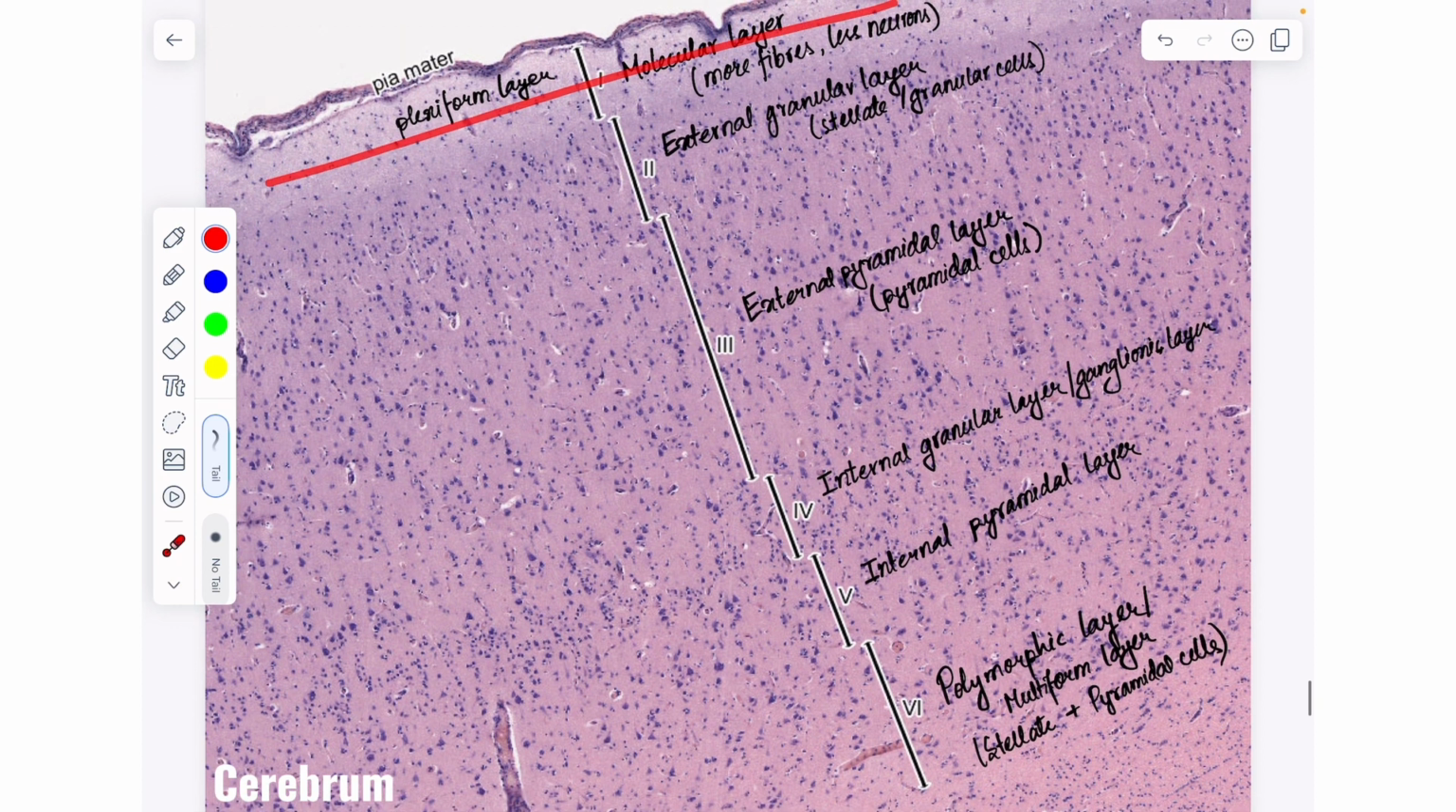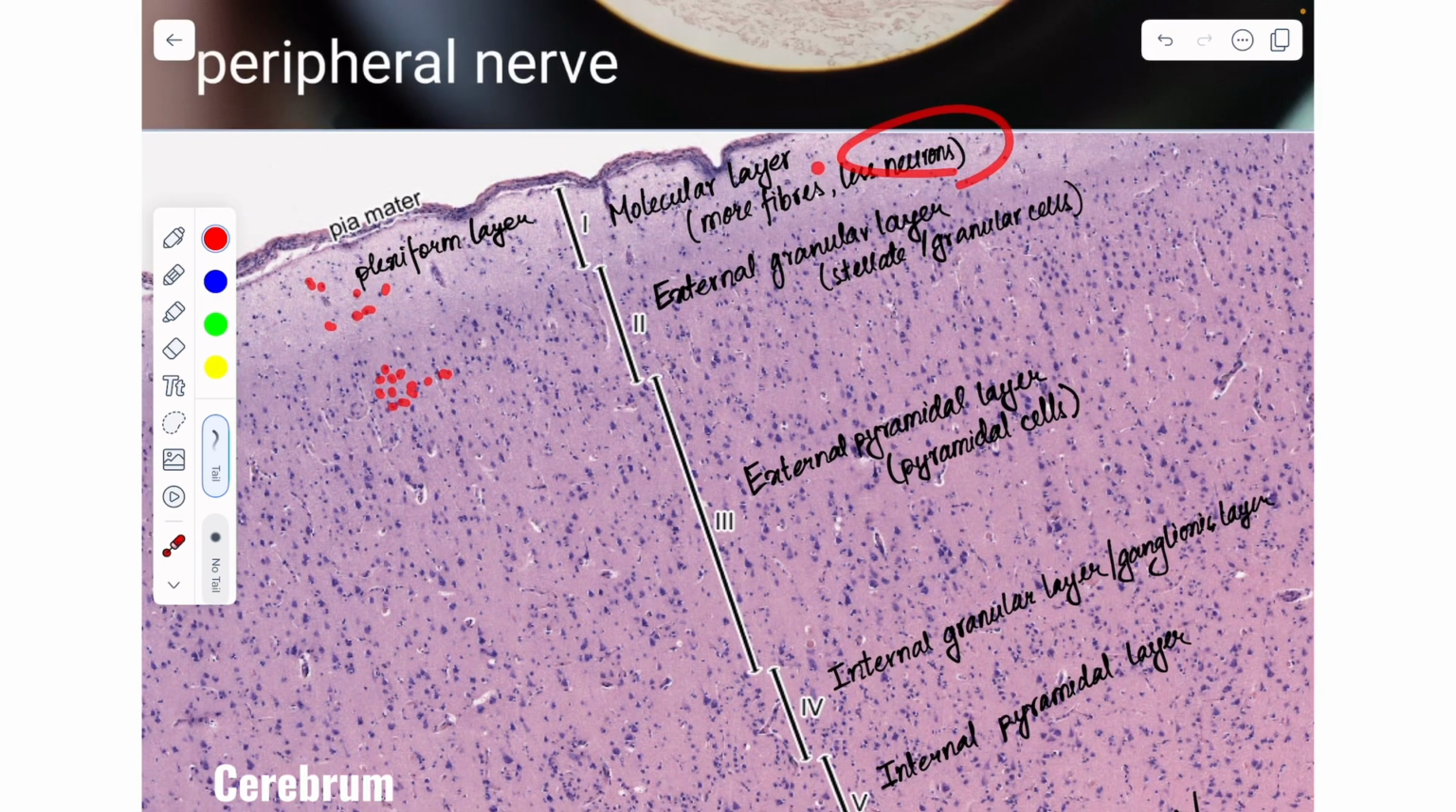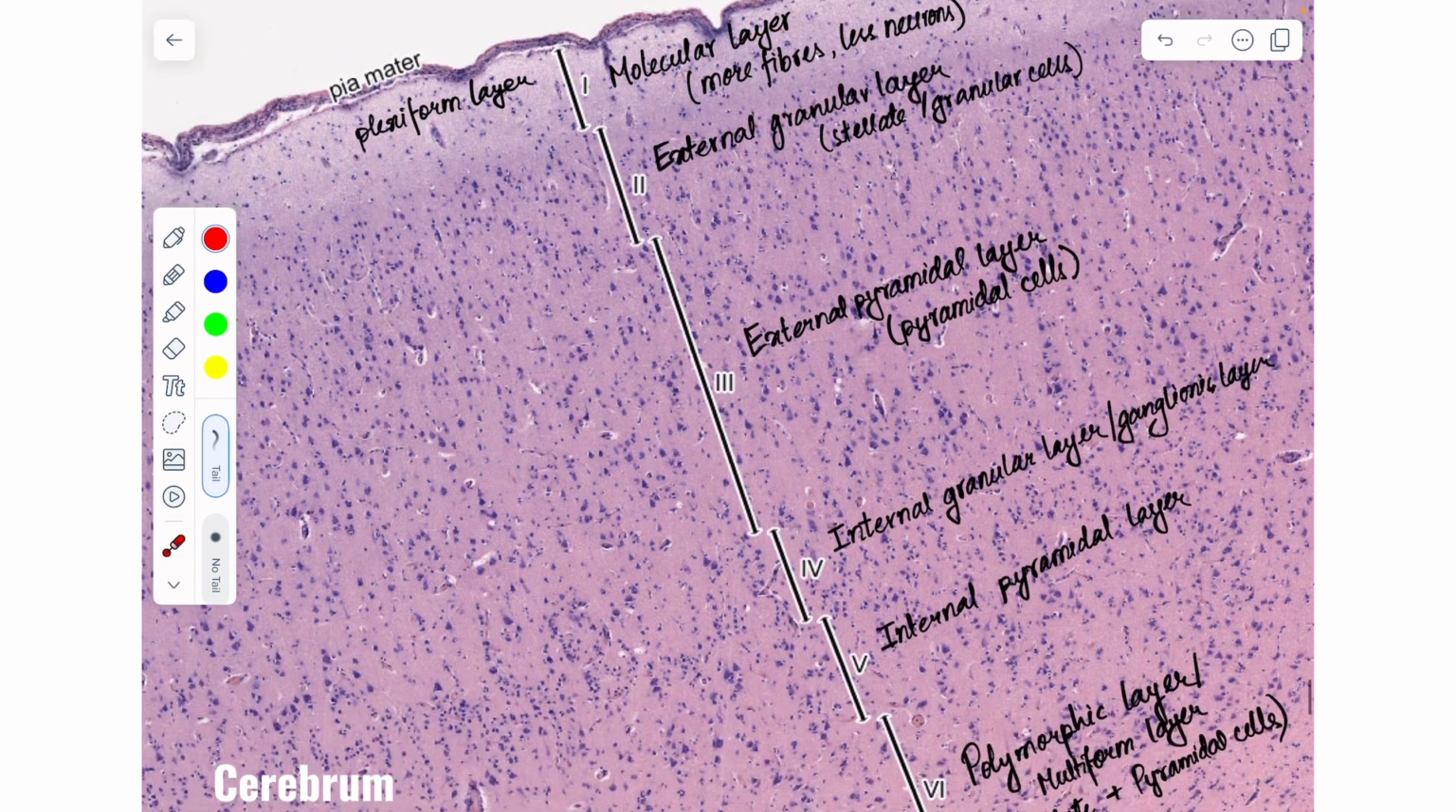The outermost layer is your molecular layer, which contains a lot of fibers but very few neurons. You can compare the molecular layer with the rest of the layers. You can see that in the rest of the layers there are many more dots. These dots represent neurons. However, here there are relatively fewer dots. That means there are fewer neurons but more fibers. So that's your molecular layer.